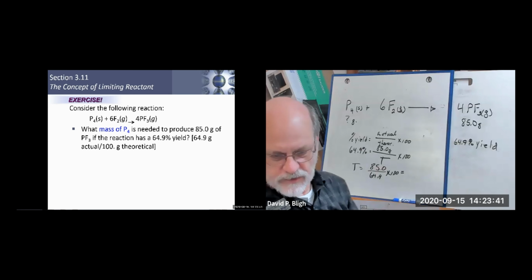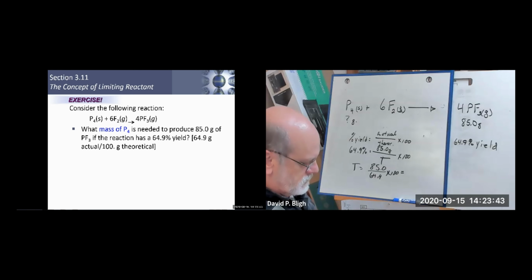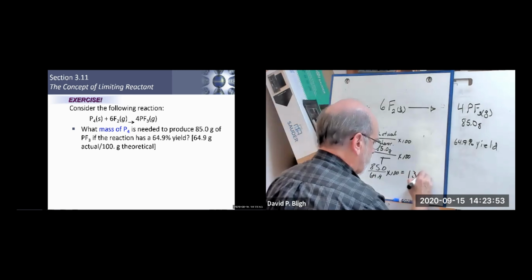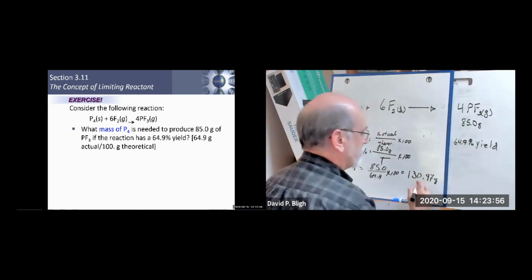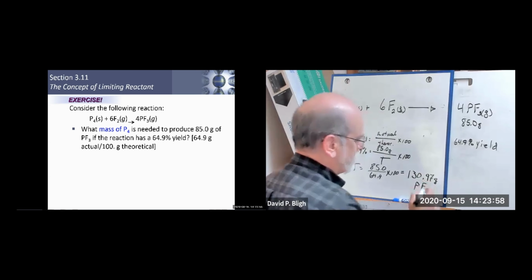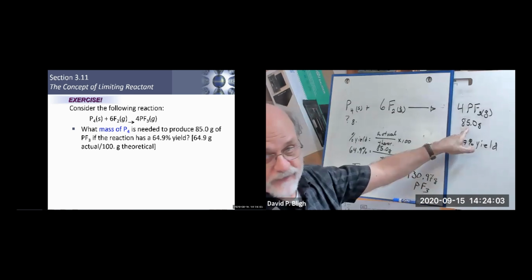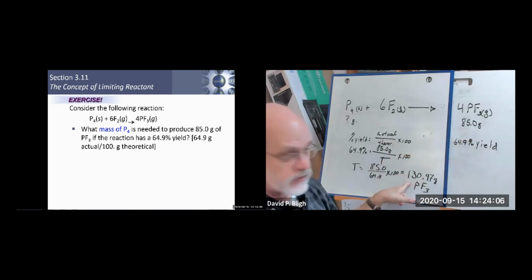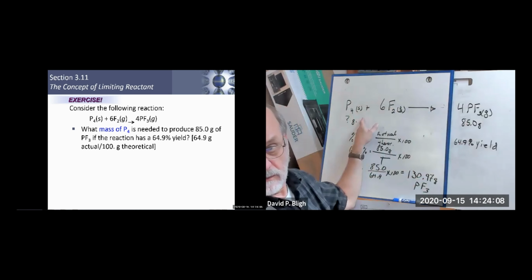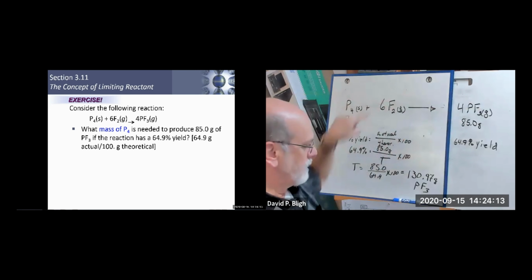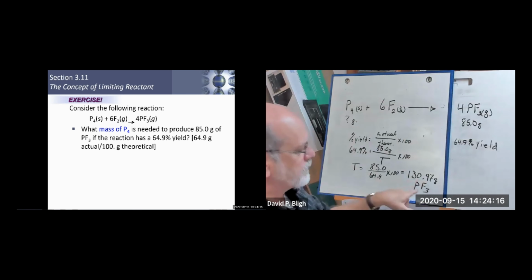Right? So let's just do that calculation. 85, 64.9, 100, 130.97 of PF3. So that's the amount that we need to use in here, not the 85, but we need to use this one in order to go back to here. Because this is all theoretical. That's actual. Right? So we have 130.97 grams of PF3.